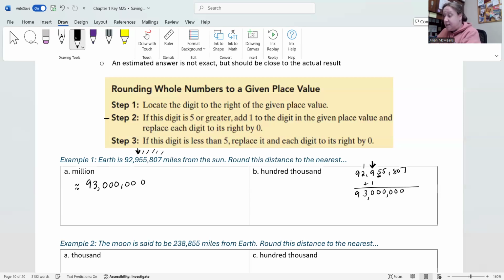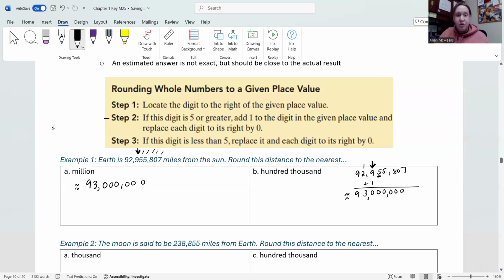So in this case, if we round the distance from Earth to the sun to the 100,000s place, it's also 93 million. So we were asking ourselves, is this closer to 93 million or 92,900,000? And it was closer to 93 million.